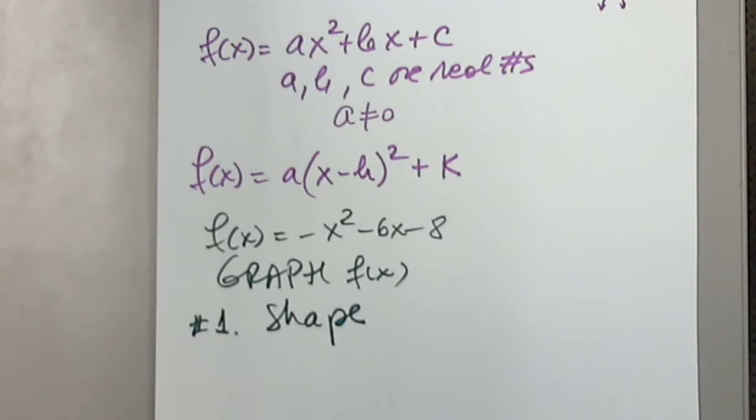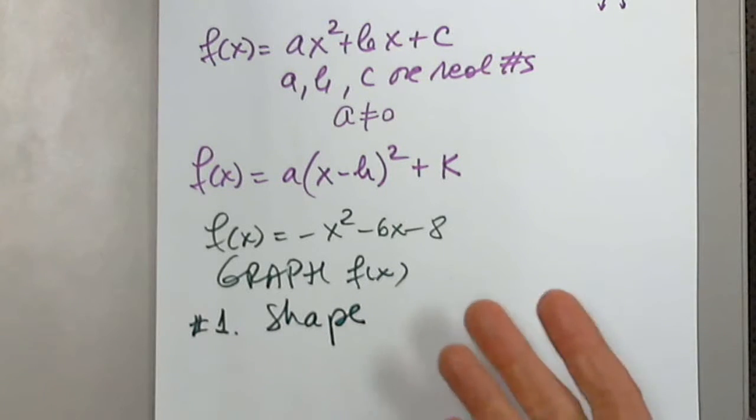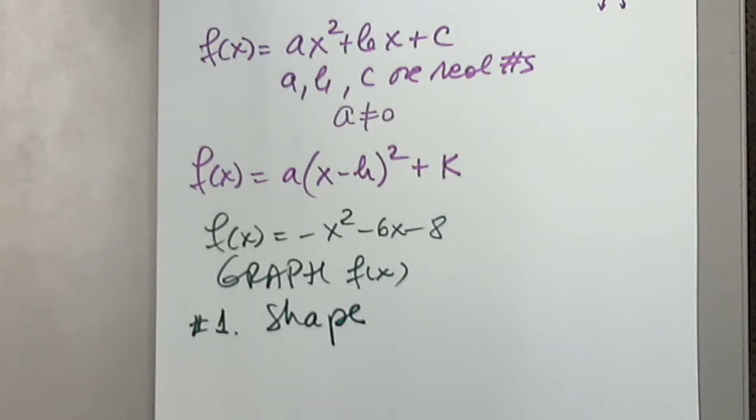I know how to graph a parabola. I don't know exactly how to graph this one right away, but I know how to graph a parabola. It's either this way, having a minimum, or it's this way, having a maximum.